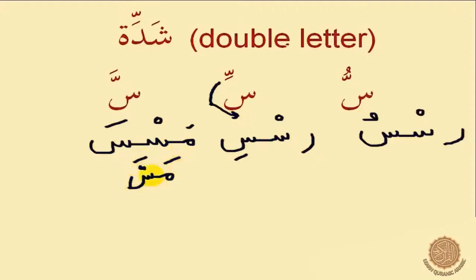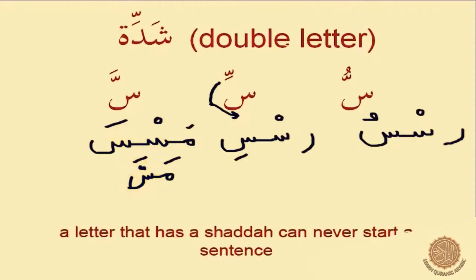So a double letter will not be represented in this way. It will be done in this particular way with the shadda. Now, a letter that has a shadda can never start a sentence, as we said. That's why I put a letter that has a haraka on it. So let's put the fathas on those. So notice I put those huruf, those letters, in front, because there's no word that starts with a seen with a sukun, or any letter that has a sukun.